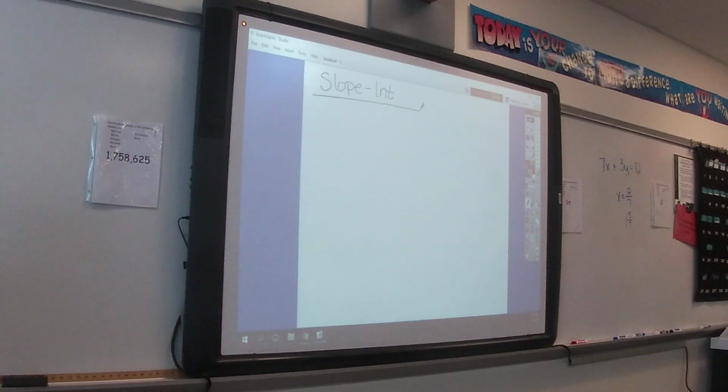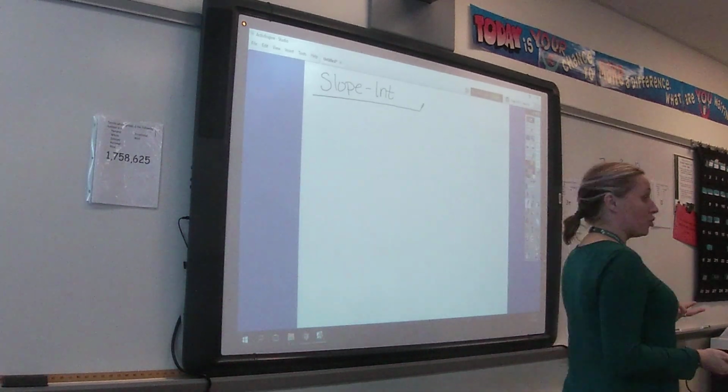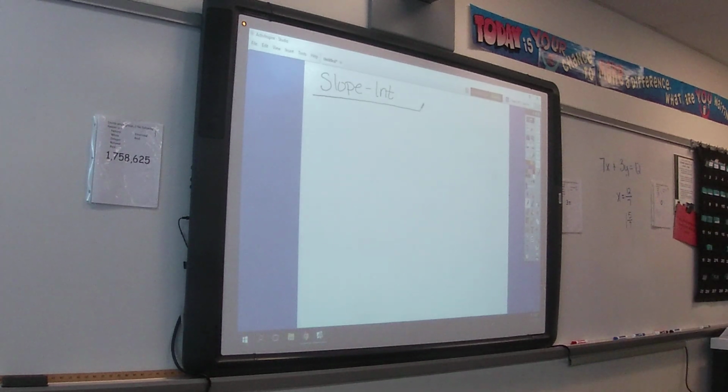So standard form is great. It's simple when the numbers all work out nice and pretty. It is not great and simple when the numbers end up being a hot mess. So we need some other forms that we can graph it. So option number 2 that we are going to introduce today is slope-intercept form.